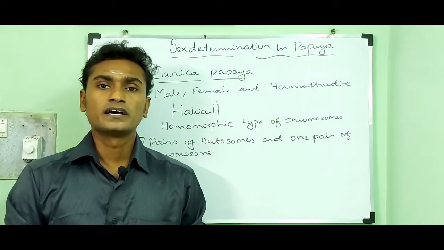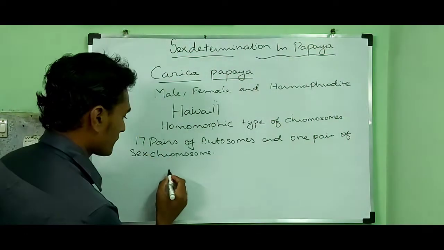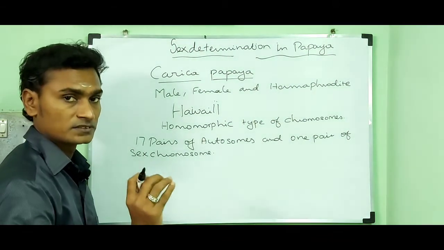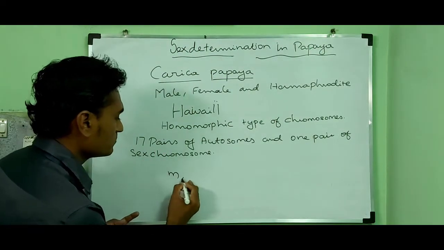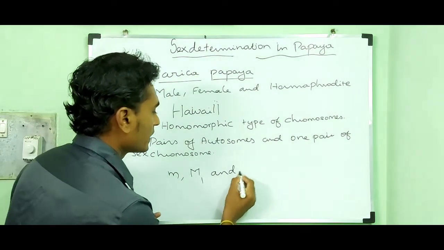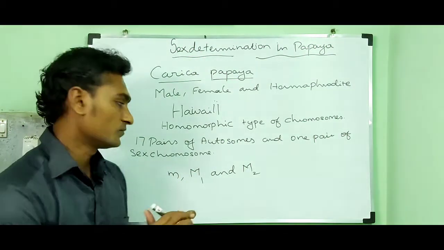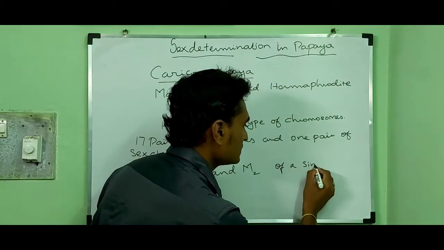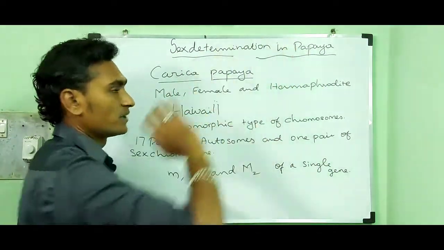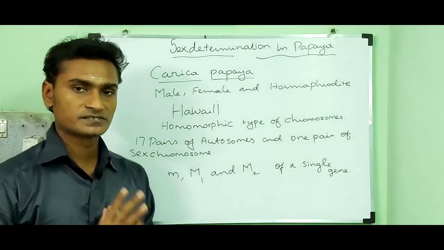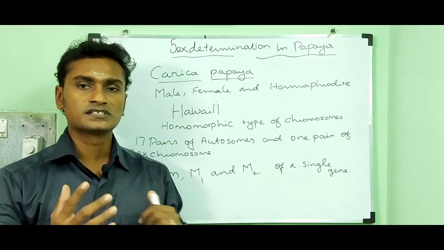Then in the papaya plant, the gene which controls the sex of papaya consists of three alleles of a single gene, and those alleles are small m, capital M1 and capital M2. So these are all three alleles of a single gene which controls the sex of the papaya plant. Now I am going to draw a tabular column and explain the sex of the papaya plant.